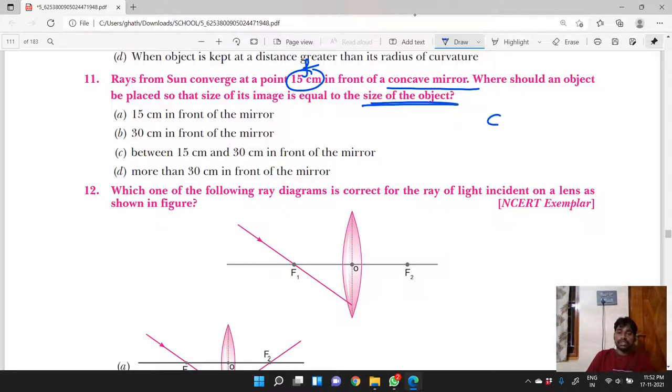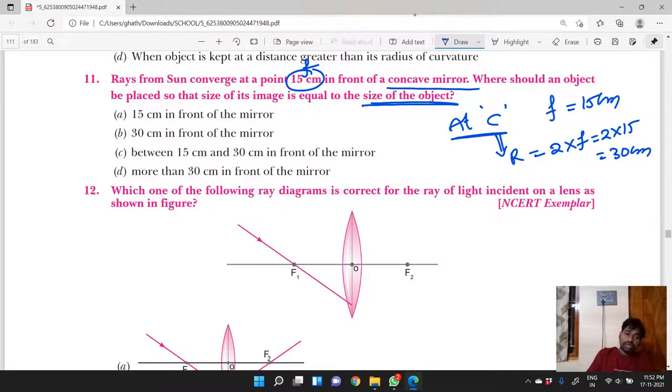Now, we only told at C, a very special case for us. If we place the object at C, then an equal size image of the object will form. So the focal length is 15 centimeters, and C is the distance called the radius of curvature, that is 2 into F, that is 2 into 15, which is equal to 30 centimeters. So 30 centimeters in front of the mirror we have to place the object to get an image equal in size to the object.